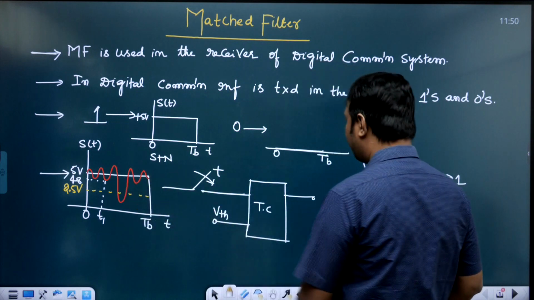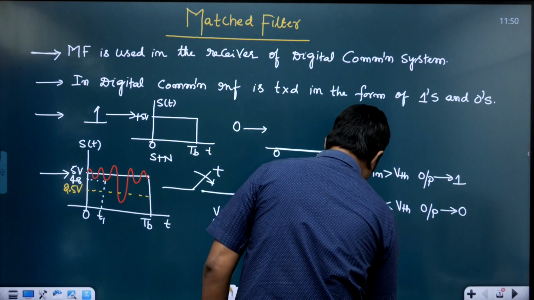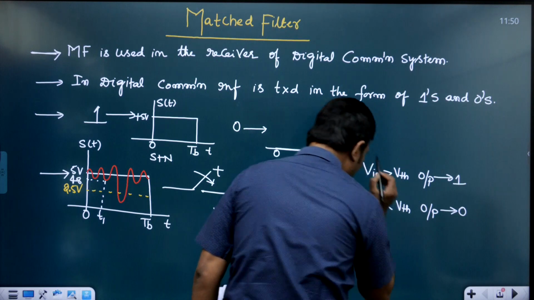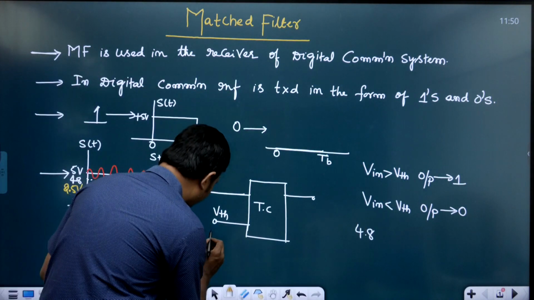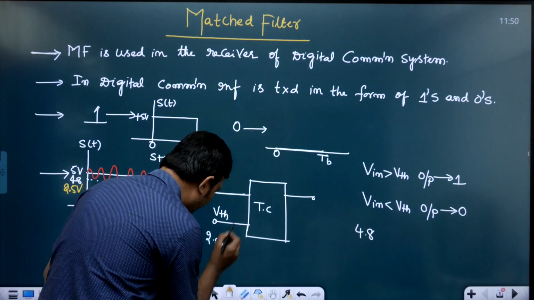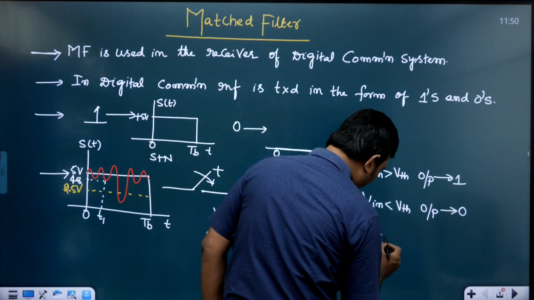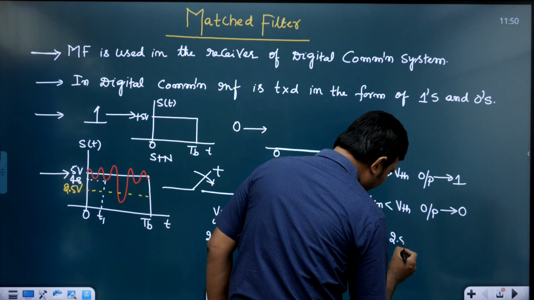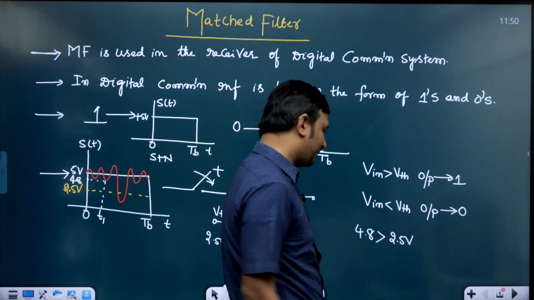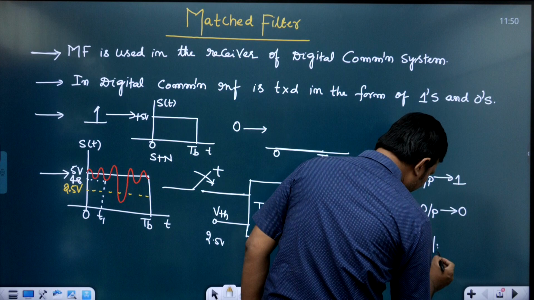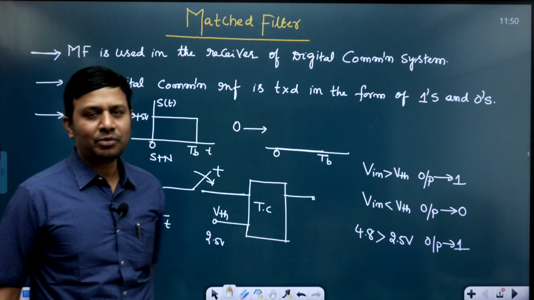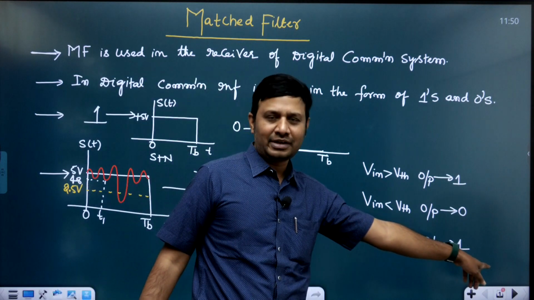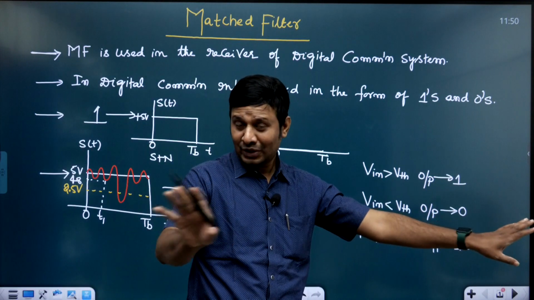Now, what is the sample value? 4.8 volts. What is the threshold value? 2.5 volts. So 4.8 volts is greater than 2.5 volts, and the decision is taken in favor of 1. We can conclude that 1 is transmitted. So no errors.